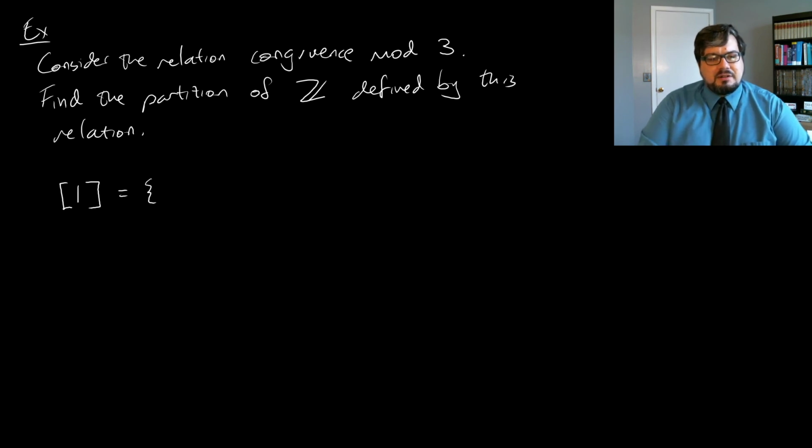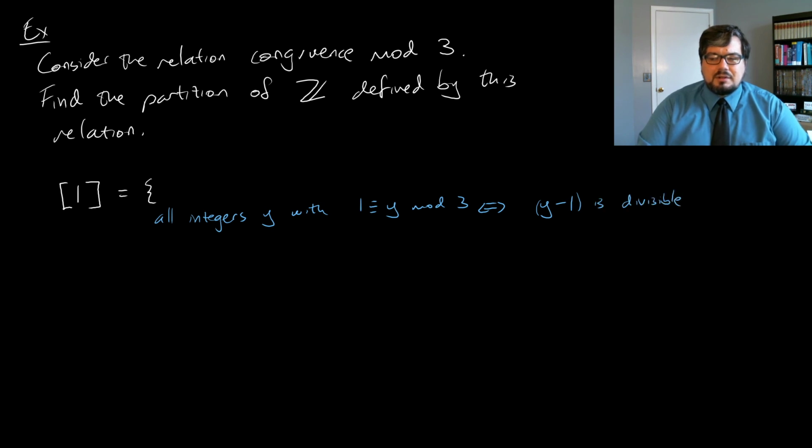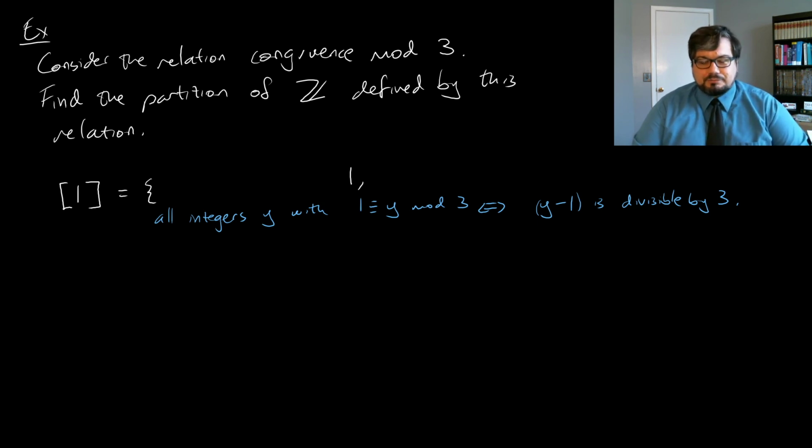So let me make some notes here. This is all integers y with 1 congruent to y mod 3, which is the same thing as saying that the difference y minus 1 is divisible by 3. Well, first of all, we already know that any number is in its own equivalence class. Now let's see what other numbers are going to be in the equivalence class of 1. Well, it's going to be anything where the difference between that number and 1 is divisible by 3.